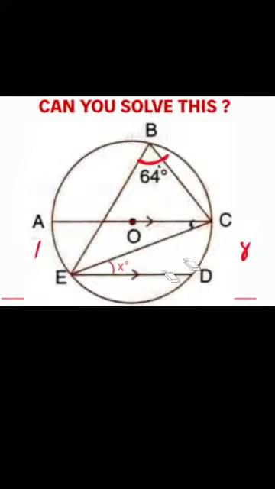Multiple approaches are there. Second thing that you can do, you can join OE. You can see that if this is 64, this is going to be 128. These two angles are x, because this is an isosceles triangle. Using the angle sum property, you can solve for it.